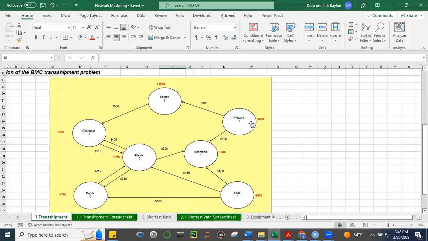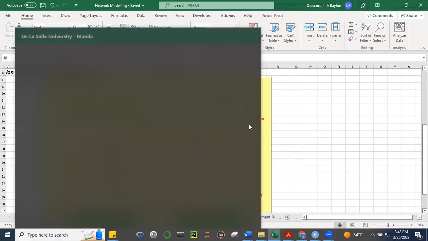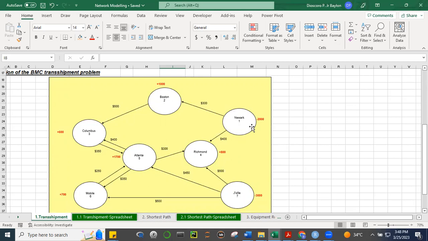The red figures here represent the supply or demand of each node. So for example, Newark here, negative 2000, which means this is a supply node. Negative there means it can deliver 2000. Boston is a demand node, plus 1000. So all the pluses here are demand nodes. All the negatives here are supply nodes.